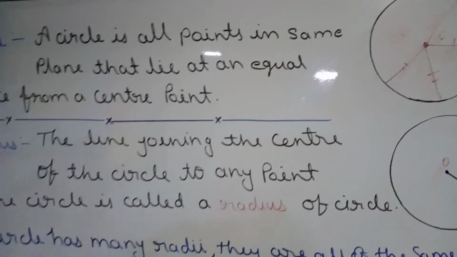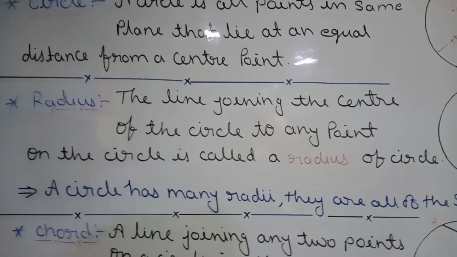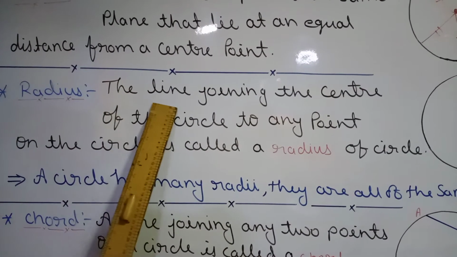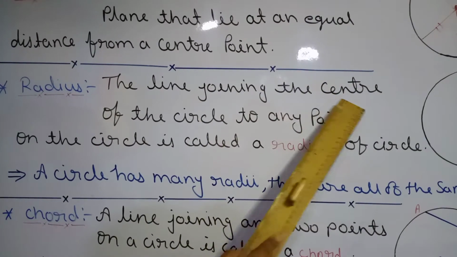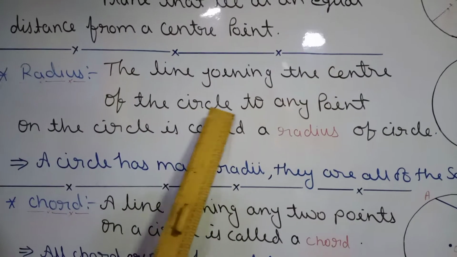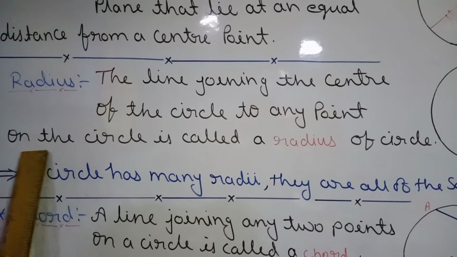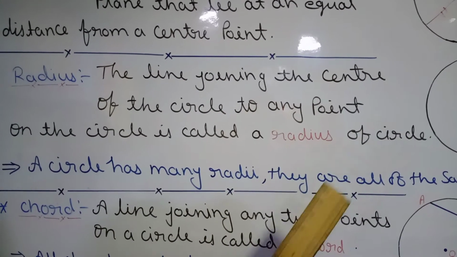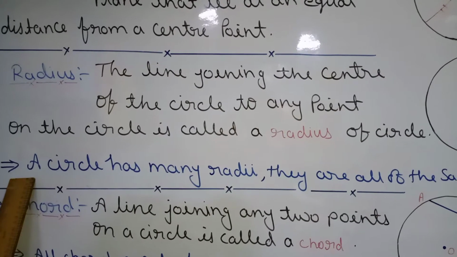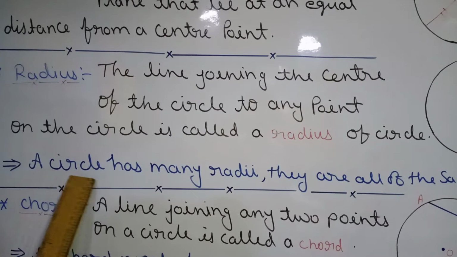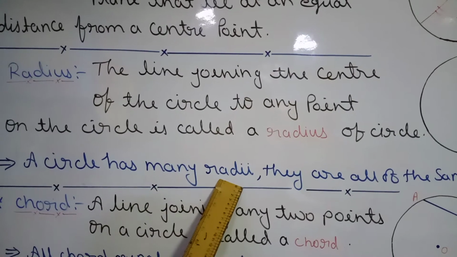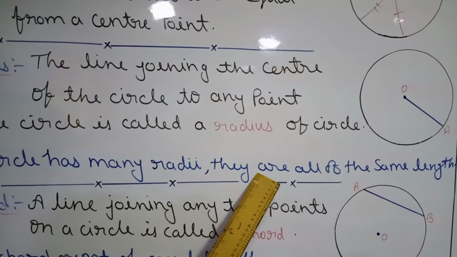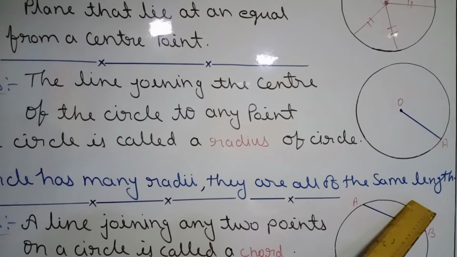Now we have the first part of the circle, that is radius. What is the radius? The line joining the center of the circle to any point on the circle is called a radius of the circle. Here we have the important note regarding radius. A circle has many radii. Radii is the plural form of radius. They are all of the same length.